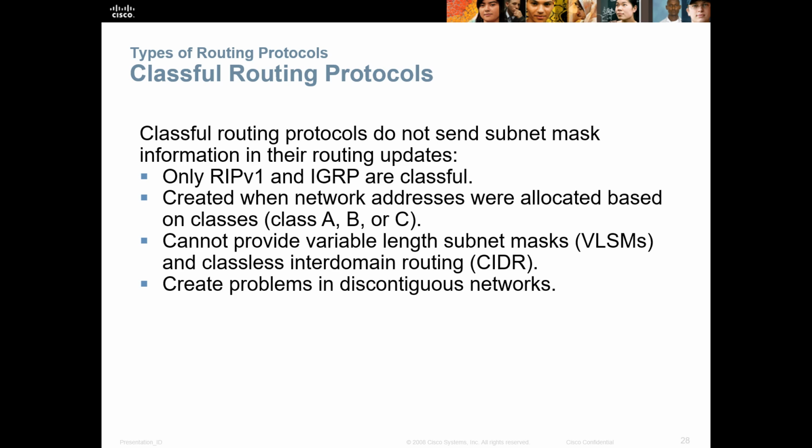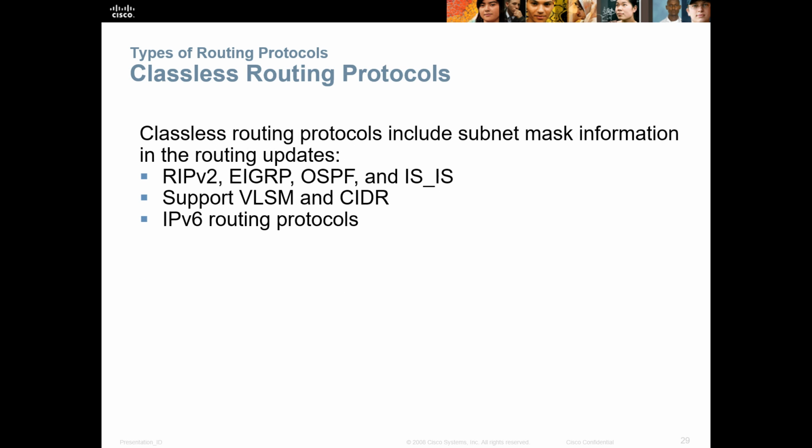Now, CIDR is classless inter-domain routing, which is classless routing. Classless routing is going to be all of our newer, modern-day routing protocols: RIP version 2, EIGRP, OSPF, and IS-IS. They do support VLSM, and they do support CIDR, as well as IPv6.